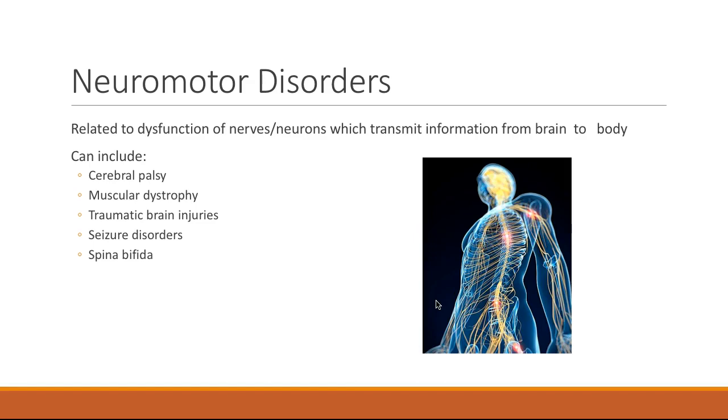The term neuromotor disorders describes a group of disorders in which there is a dysfunction in the nerves and neurons that transmit information from the brain to the body. Types of neuromotor disorders include cerebral palsy, muscular dystrophy, traumatic brain injuries, seizures, and spina bifida.